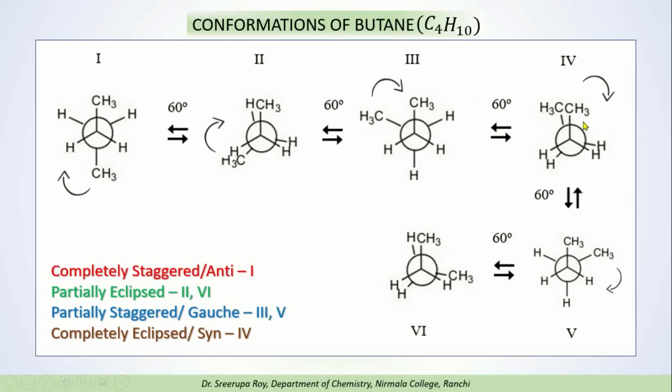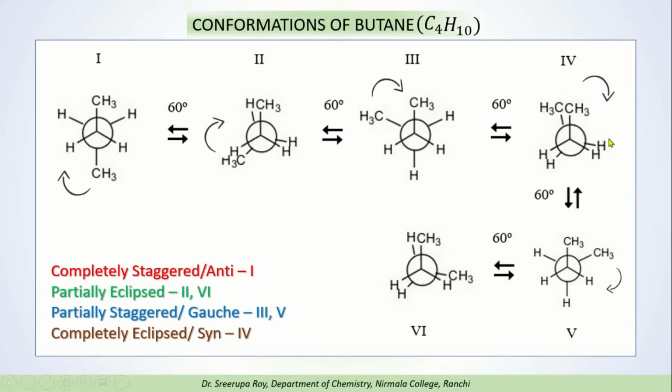Because of complete eclipsing, there is high torsional strain in the molecule as well as high steric strain, which arises because the electronic clouds of the two methyl groups repel each other, and they are bulky, so they require a lot of space, and hence they cause a lot of strain in the molecule. And we have discussed the three types of strain before in the conformations of ethane and conformations of cyclohexane. So strain is highest in this case, hence this conformation has the highest energy.